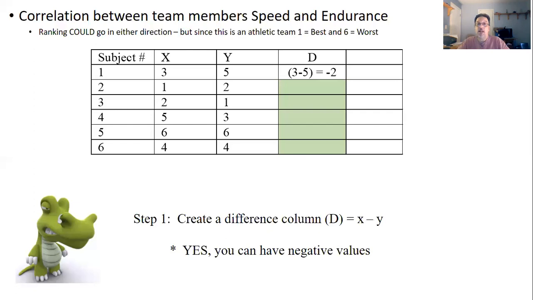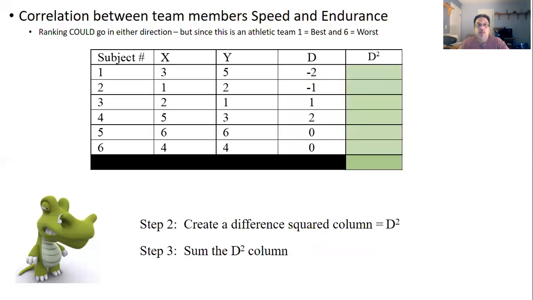It happens every single time. Okay, and I get a reminder that you can have the negative values. Okay, step 2, we're going to create the difference squared column. So I now have a D squared column. So I'm going to take my value, in this case, of -2 squared. Remember, by squaring, we're getting rid of the negative values.